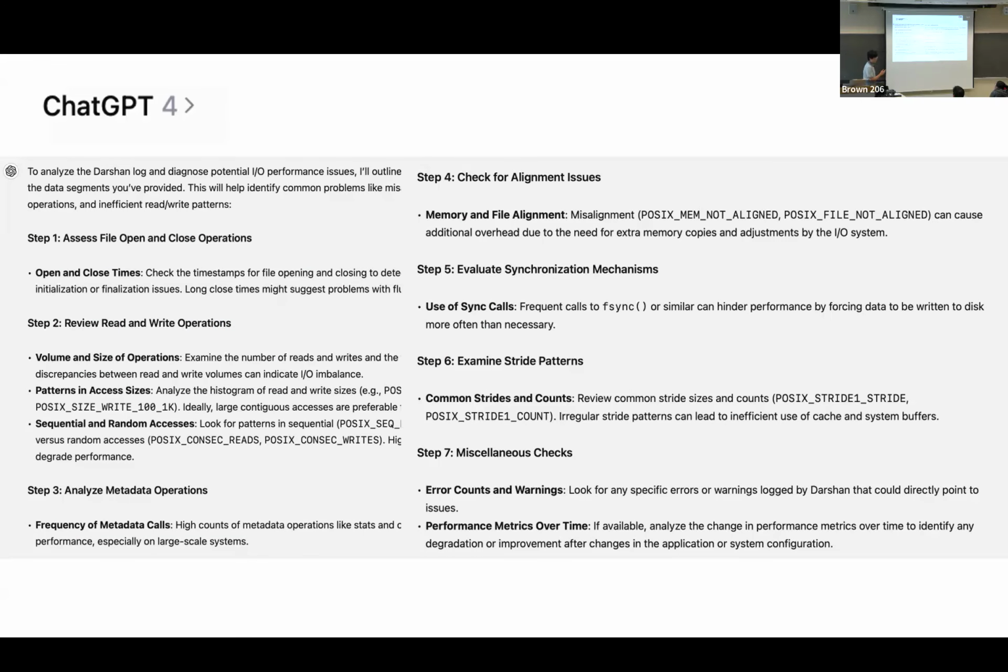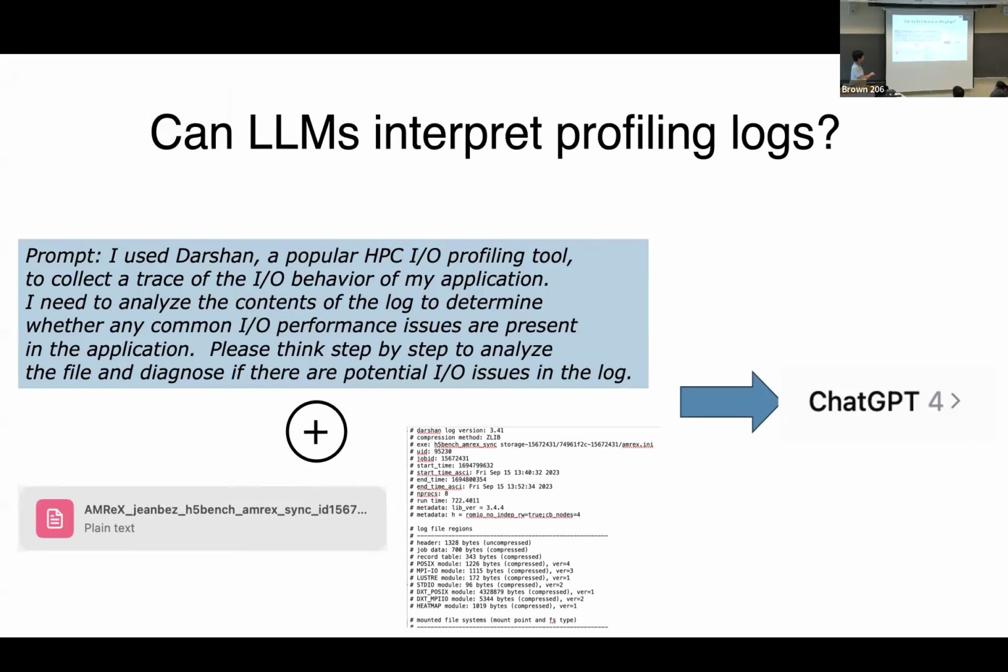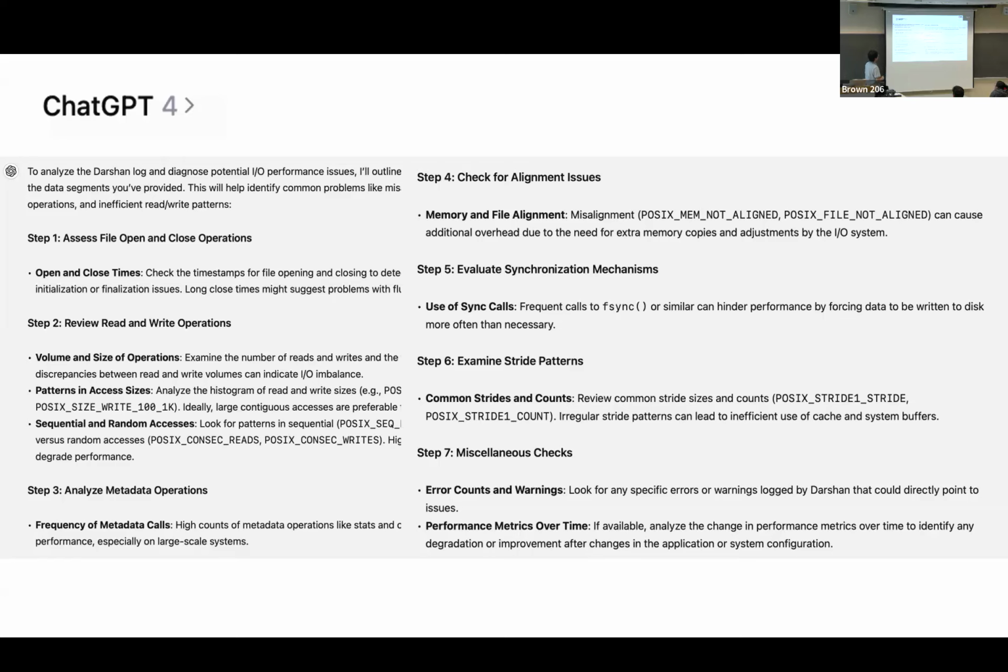So we asked: okay, given this trace file, could you help me decide if there are any issues in that trace file? If yes, could you do something about it, tell me why, and give me some suggestions? And this is what ChatGPT tells us. ChatGPT says, okay, if you want to do that, you can do it in these steps. Step 1, step 2, step 3.